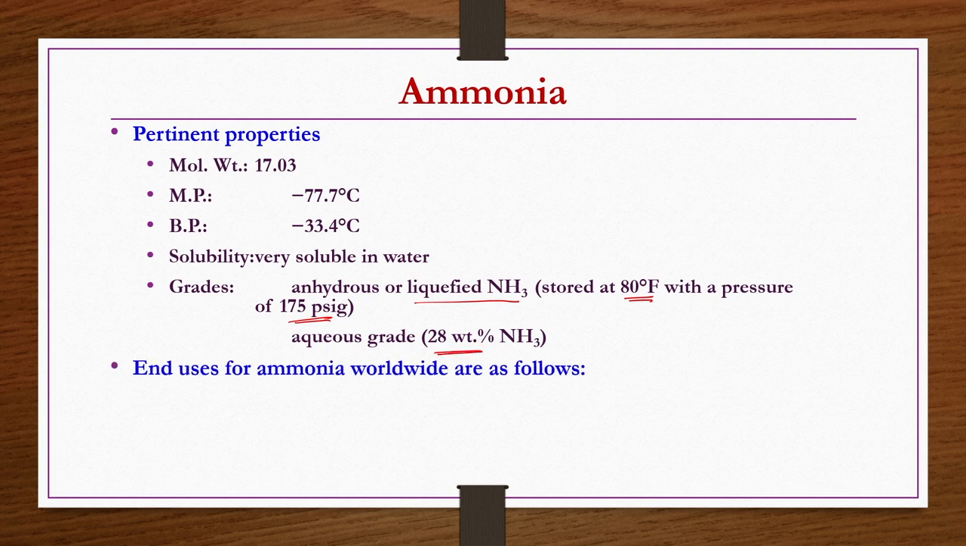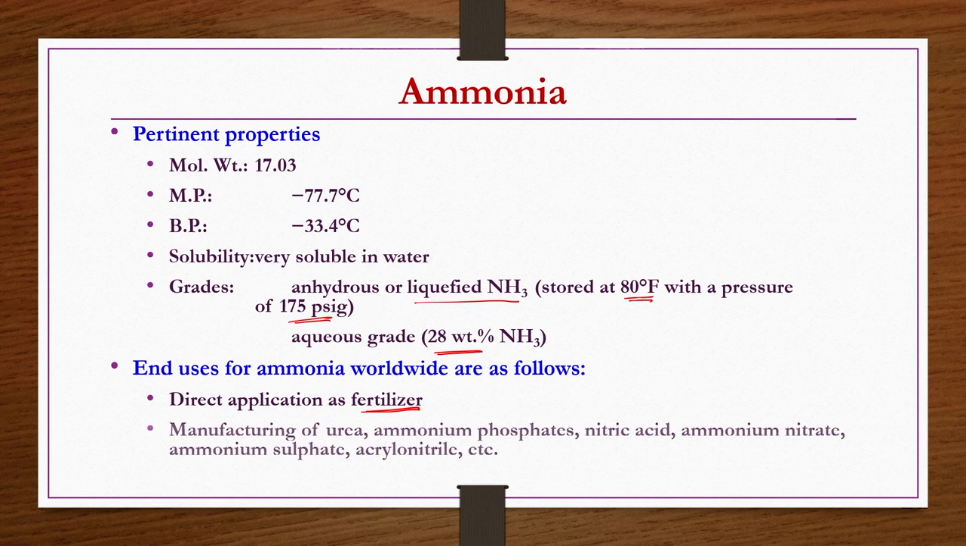End uses for ammonia worldwide, if you wanted to list them: primarily it can be used directly as a fertilizer, but in addition to its use as a fertilizer, it can also be used for production of other types of fertilizers as well as chemicals, like manufacturing of urea, ammonium phosphate, nitric acid, ammonium nitrate, ammonium sulfate, acrylonitrile, etc. Except for acrylonitrile, the rest of the ones presented are one or another kind of fertilizer only.